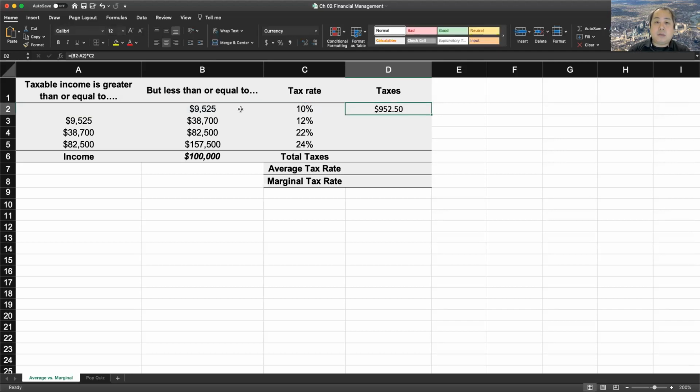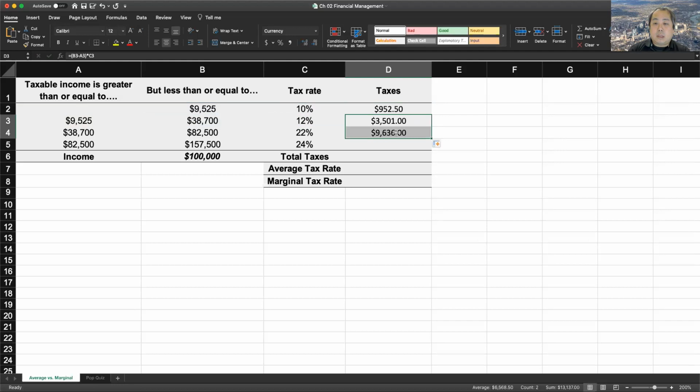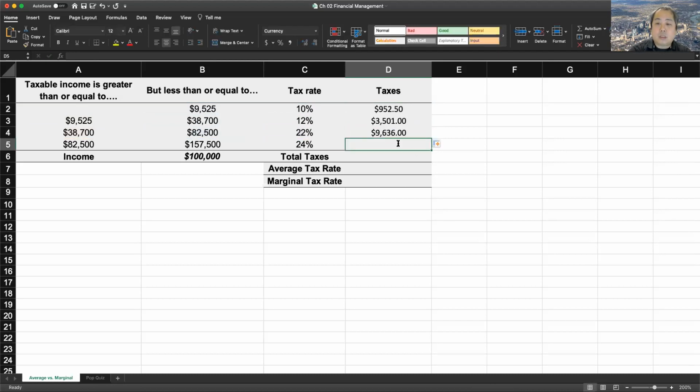For the first $9,525, you pay 10% tax, which is $952.50. Second, the difference is the next dollars up to $38,700, at 12%. Again, the next one up to $82,500 at 22%, right? Now for the final bracket, we cannot just simply copy and paste because the upper bound income is higher than your income. So it's basically just your income minus the lower bound, times the tax rate.